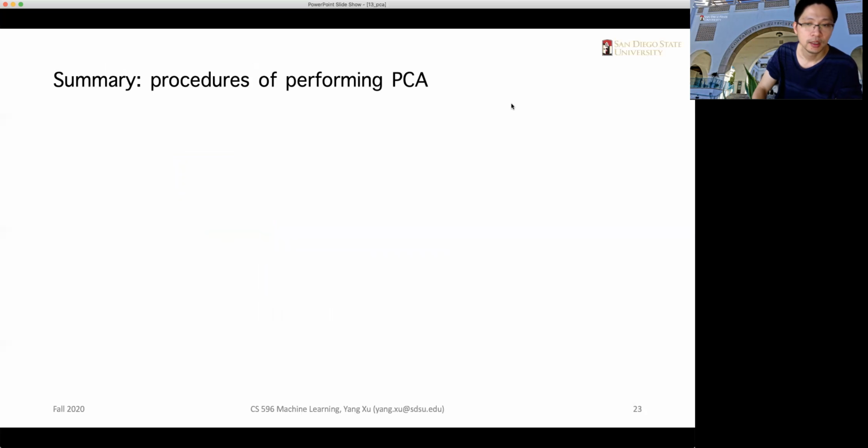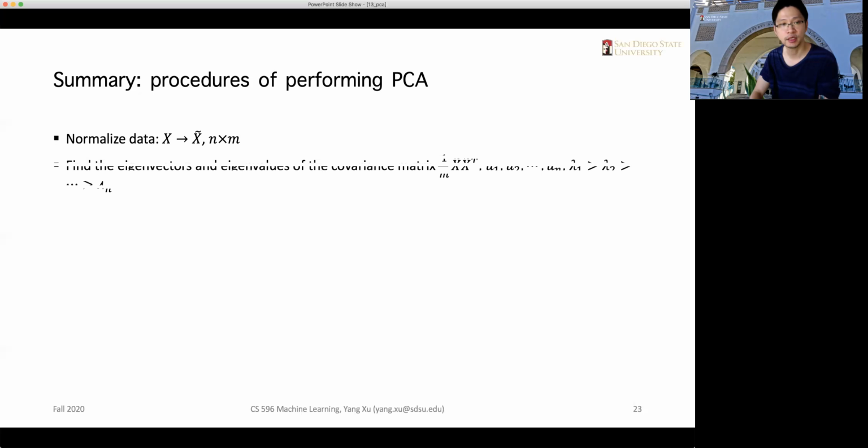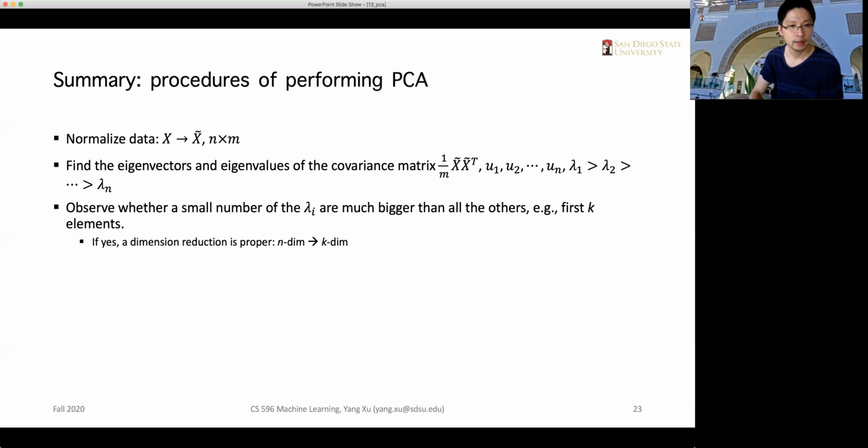Okay. So far, let's do a little bit of a recap here. The procedure to perform PCA is to first normalize the data by subtracting the mean values and dividing by the standard deviations. And then we want to find the eigenvectors and eigenvalues of the covariance matrix. And ideally, preferably, we want to sort the eigenvectors by their eigenvalues.